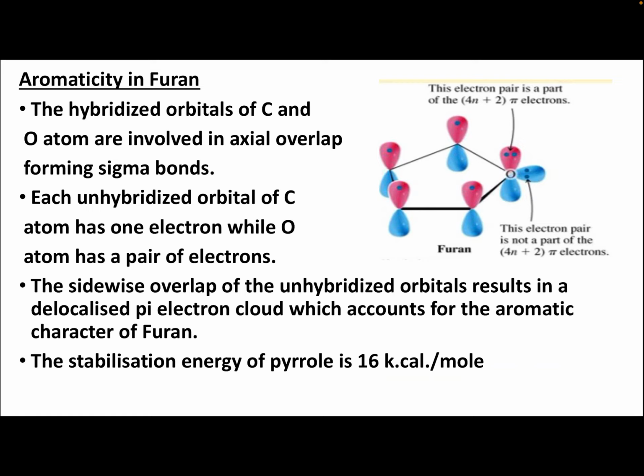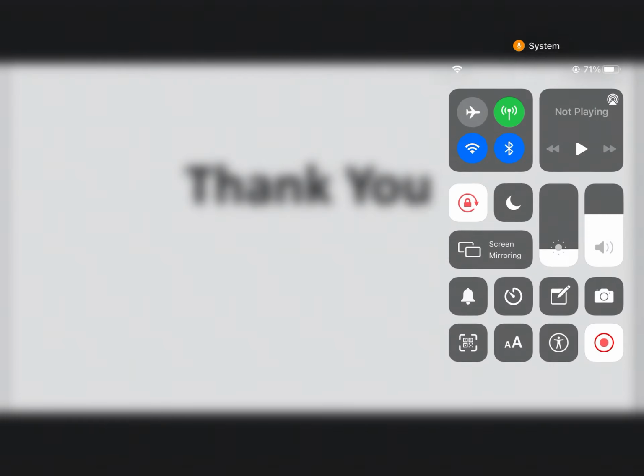The 2 electrons are there. The sidewise overlap of the unhybridized orbitals results in a delocalized pi electron cloud, which accounts for the aromatic character of furan. So this sidewise overlap is there. Before you have seen how the sidewise overlap is there. The unhybridized 2pz orbital is there, and so a delocalized pi electron cloud is formed, and so the aromatic character of furan is seen. Stabilization of pyrrole is 16 kilocalorie per mole.